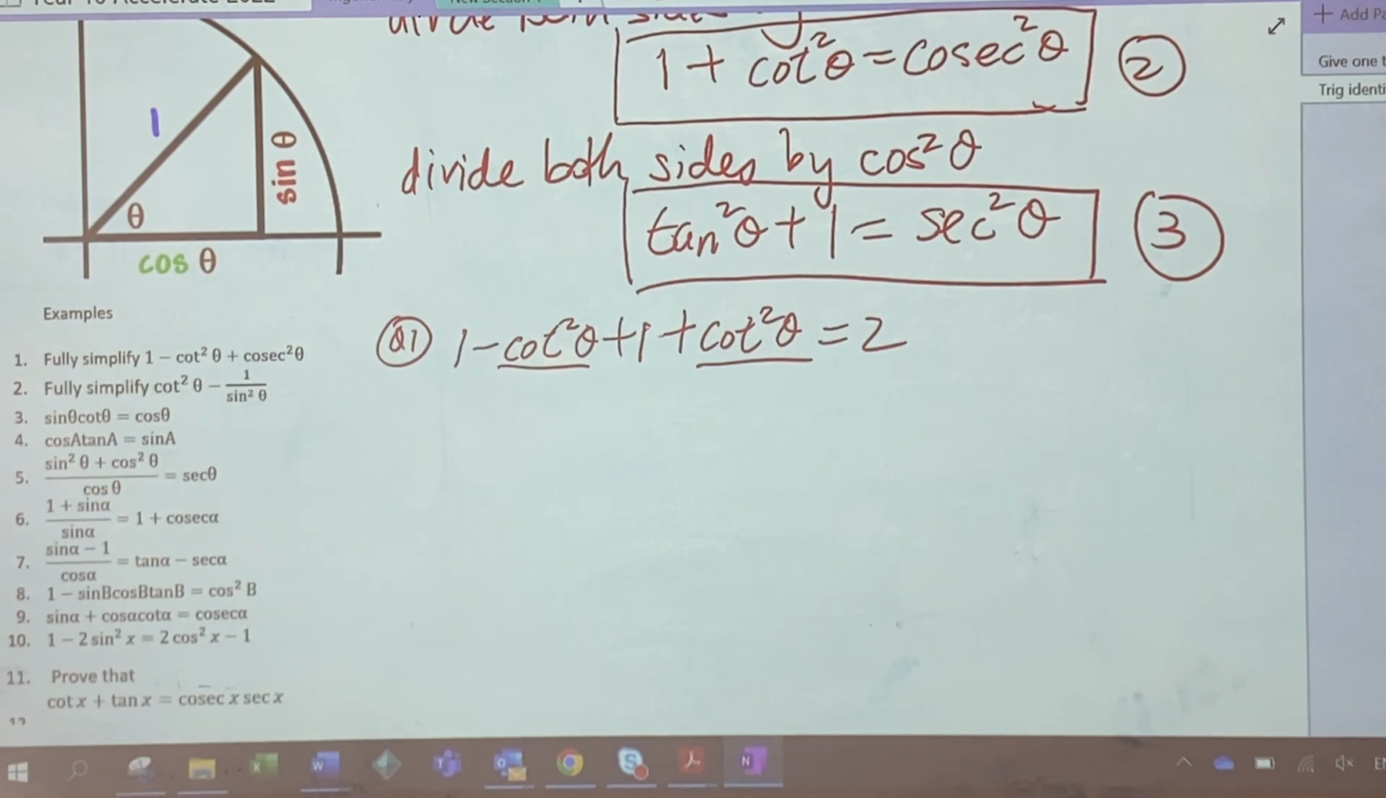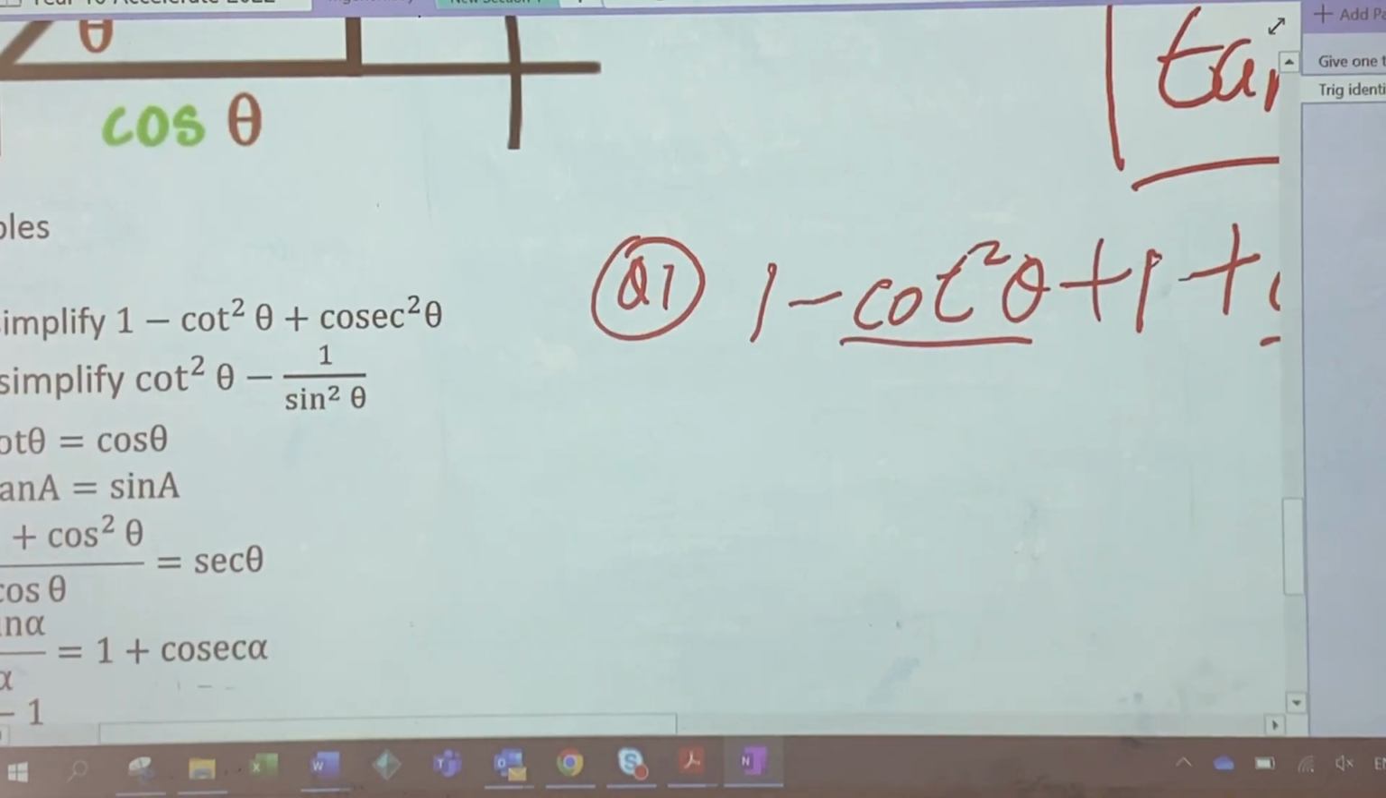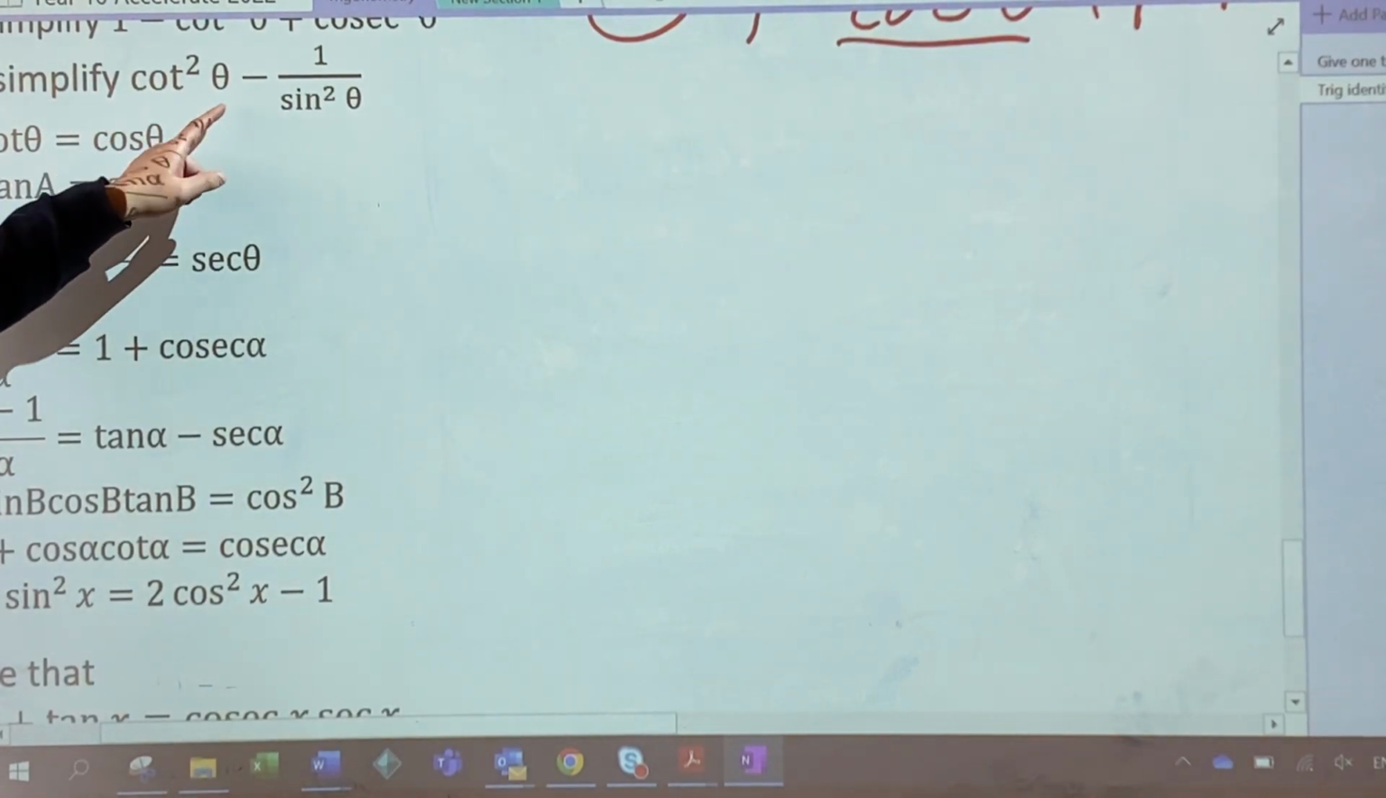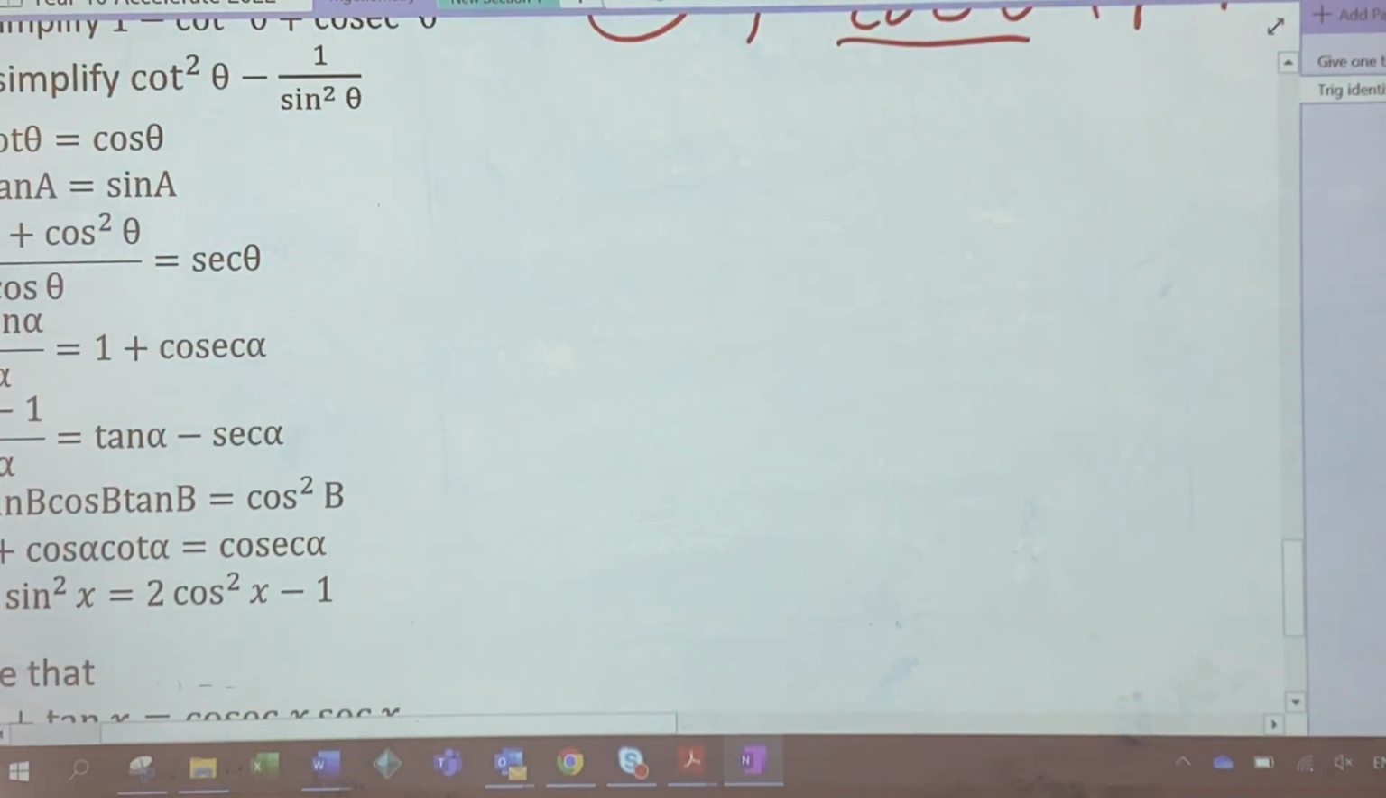Are people ready for me to move on to question 2? Is question 1 okay? Question 1 all good? Yes. Okay, all good. Question 2, let's have a look. Fully simplify this. Alright, let me make it a little bit bigger so you guys can see. Question 2 is this one. Fully simplify this minus this.